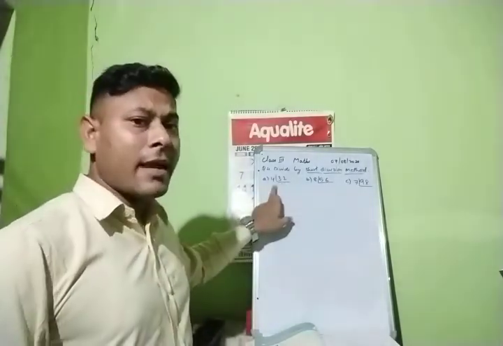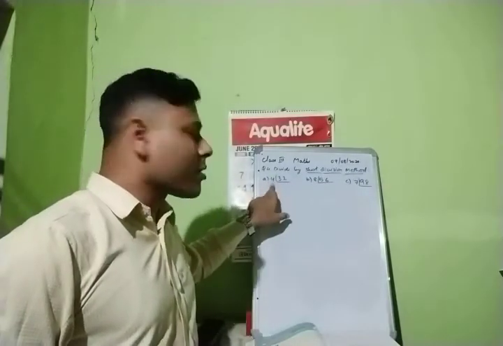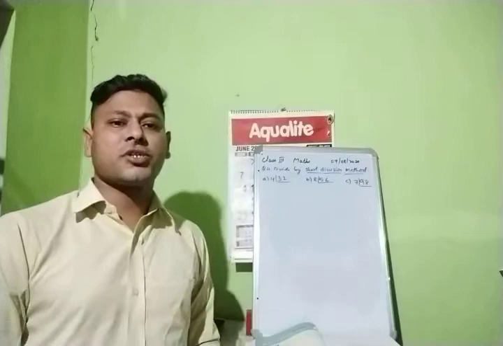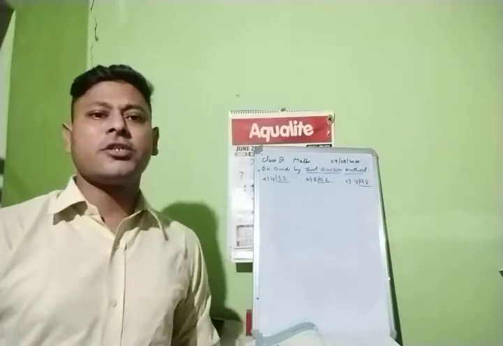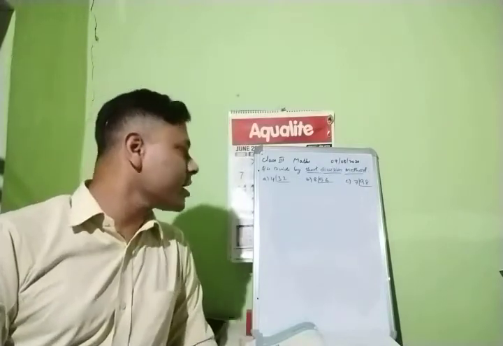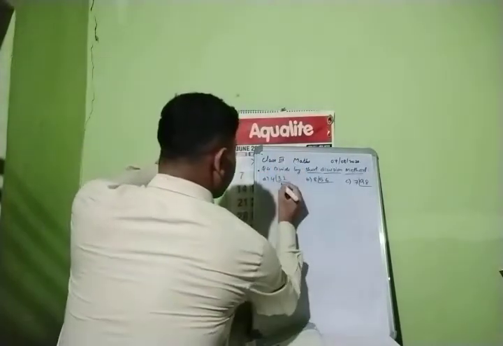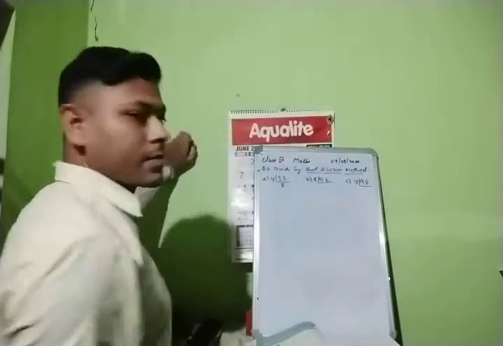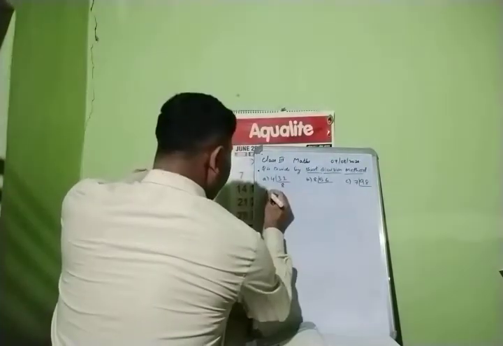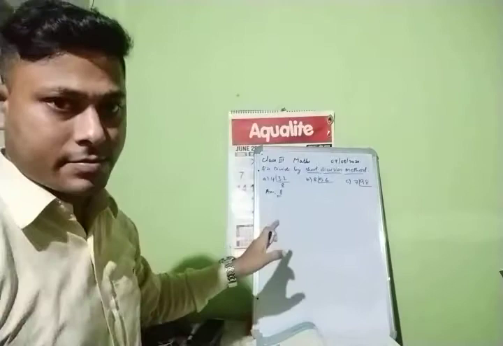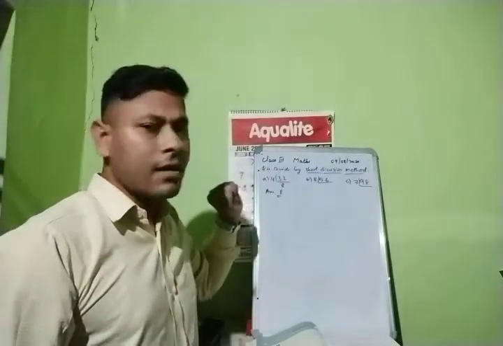32 divided by 4. So 4 ones are 4, 4 twos are 8, 4 threes are 12, 4 fours are 16, 4 fives are 20, 4 sixes are 24, 4 sevens are 28, 4 eights are 32. So what will be our answer over here? 4 eights are 32. Our answer will be 8. Direct. This is the short division method.